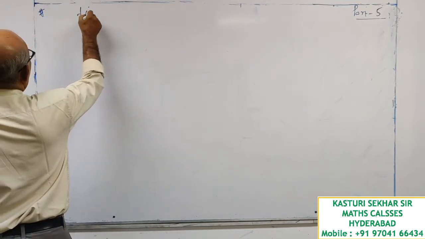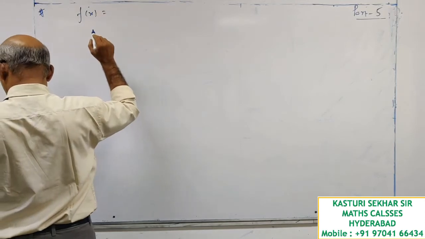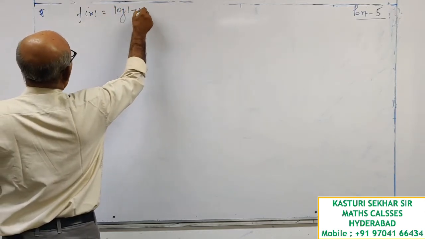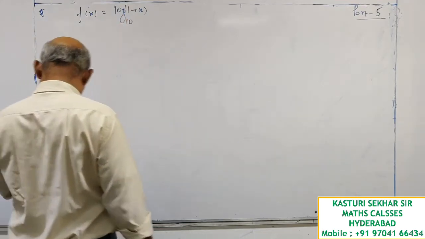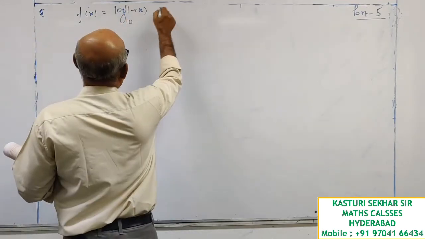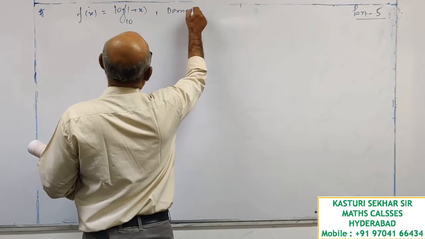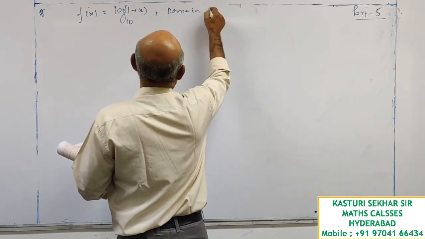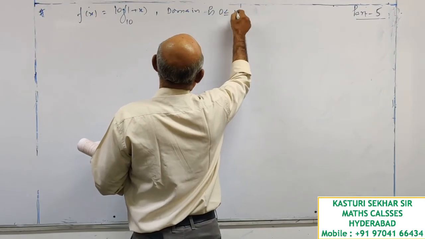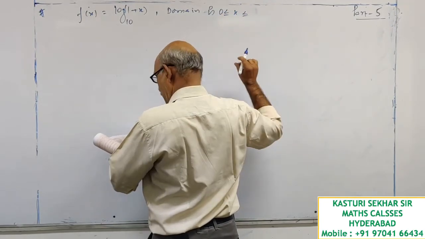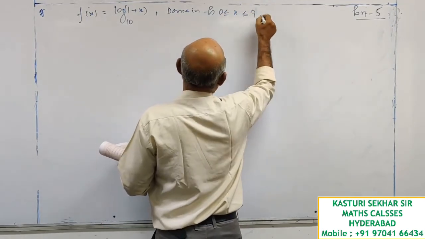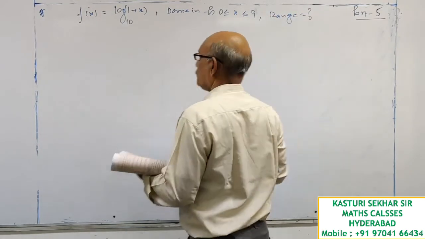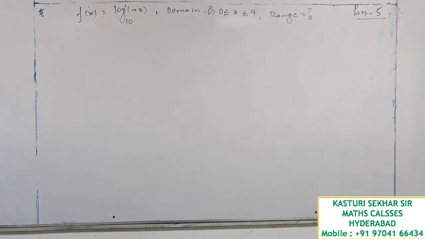Now f of x is equal to log 1 plus x to the base 10. Domain is 0 less than or equal to x, x less than or equal to 9. Range is question mark.